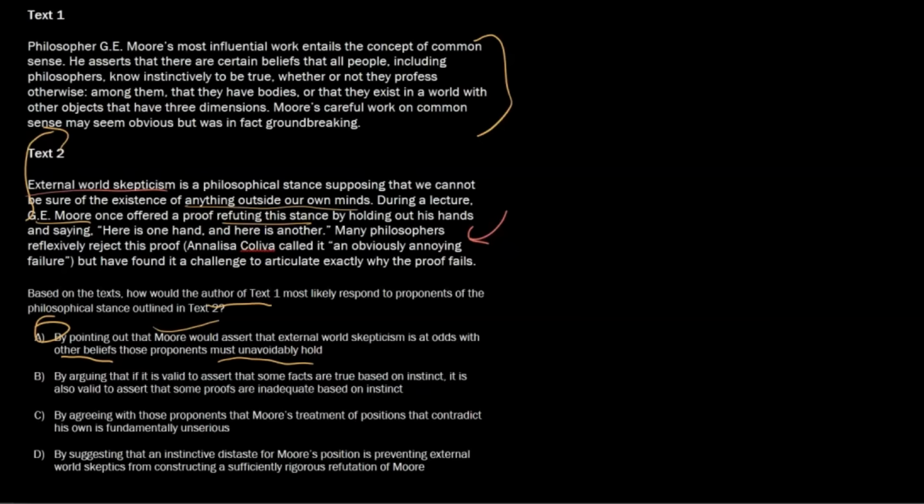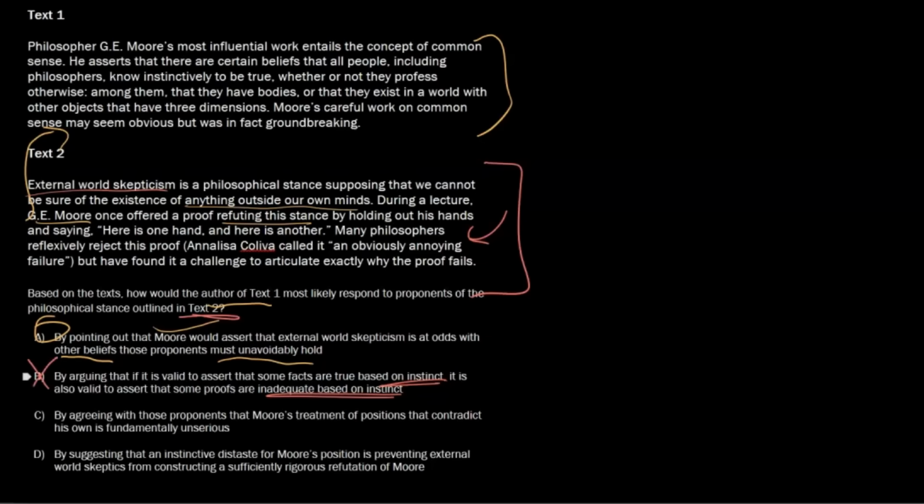Now, this is pretty philosophical, right? We're getting kind of deep here. But B, by arguing that if it is valid to assert some facts are true based on instinct, it is also valid to assert that other proofs are inadequate based on instinct. Well, this isn't really what he's offering up, okay? There's not too much on instinct here. The main choice is definitely not on instinct, and this one doesn't even really mention instinct, right? So he's not going to respond to text 2 by talking about instinct when text 2 didn't even talk about instinct.